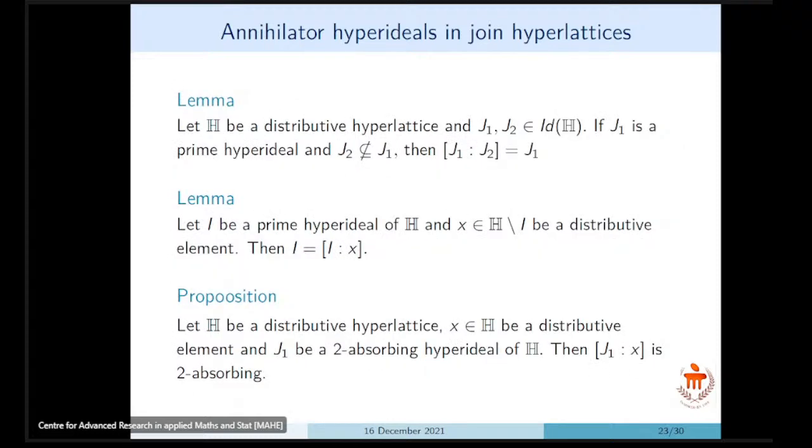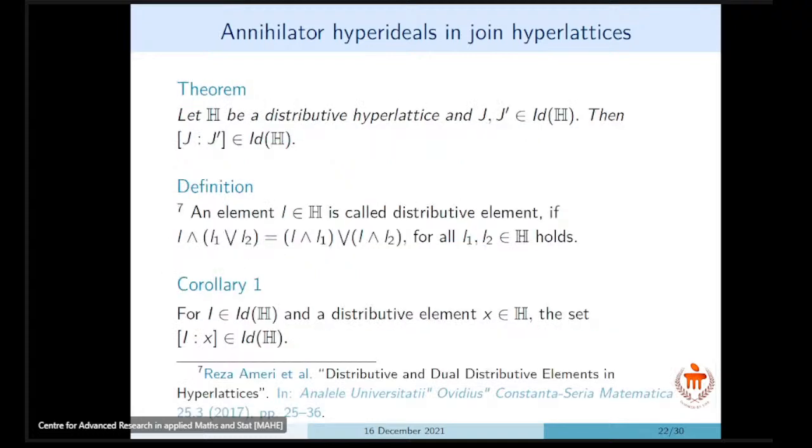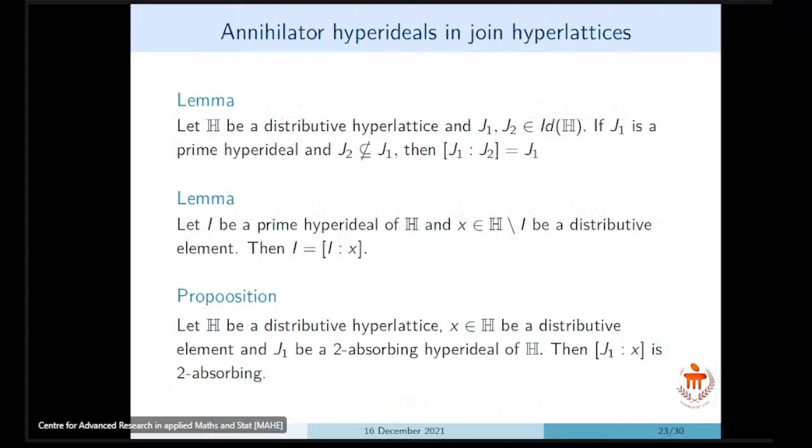Now, whenever J1 is a hyperideal, consider its annihilator with respect to any ideal J2, provided J1 is not contained in J2. Whenever J1 is a prime hyperideal, the annihilator of J1 with respect to J2 will be equal to the hyperideal J1. Similarly, whenever I is a prime hyperideal and X is a mean distributive element outside I, then this set will be equal to I.